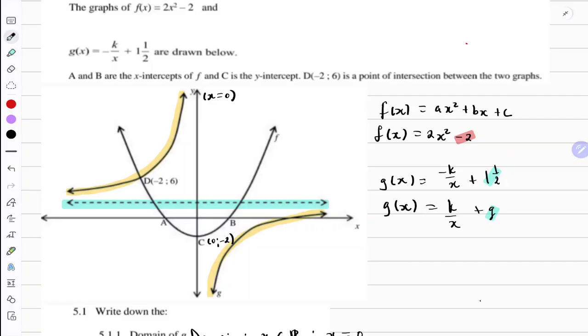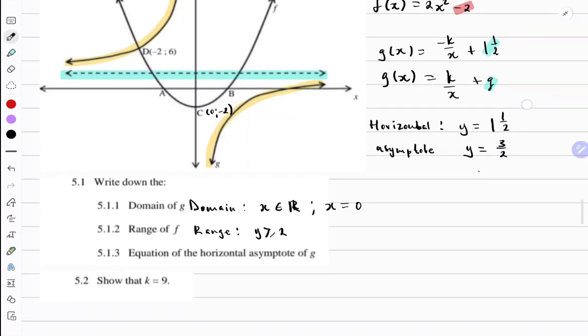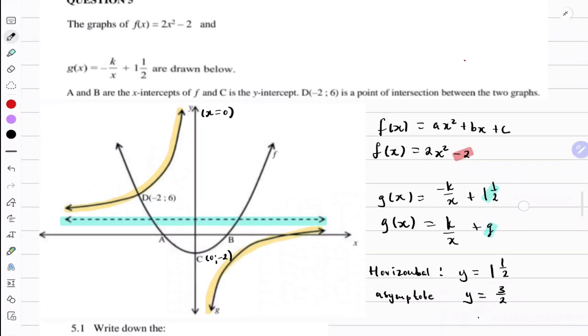So the equation for the horizontal asymptote therefore becomes y is equal to 1.5, or this is the same as 3 over 2. So that is the equation of the horizontal asymptote.